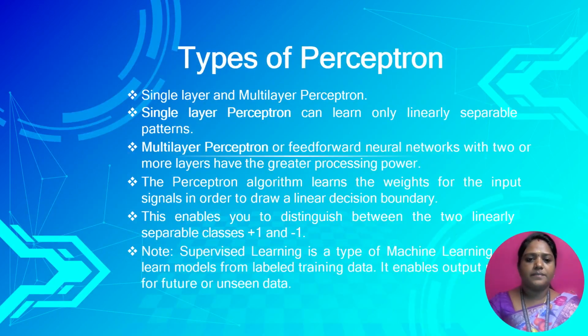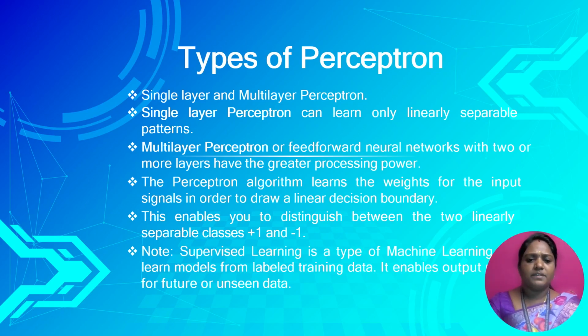Next is the types of perceptrons. Perceptrons consist of two types: single layer perceptrons and multi-layer perceptrons. Single layer perceptrons can be defined to learn from previous data that has linearly separable patterns. Before that, analyze the single layer perceptrons.